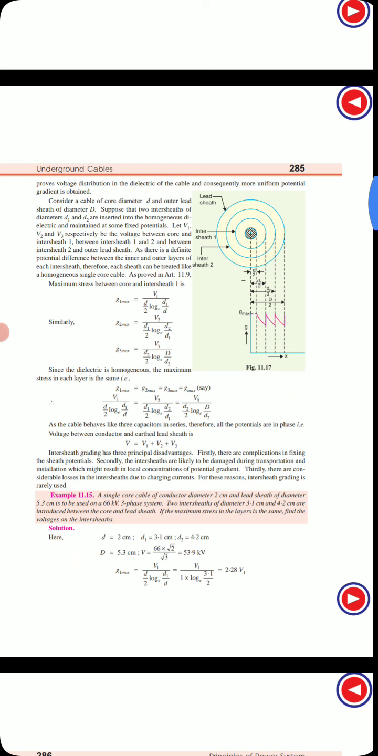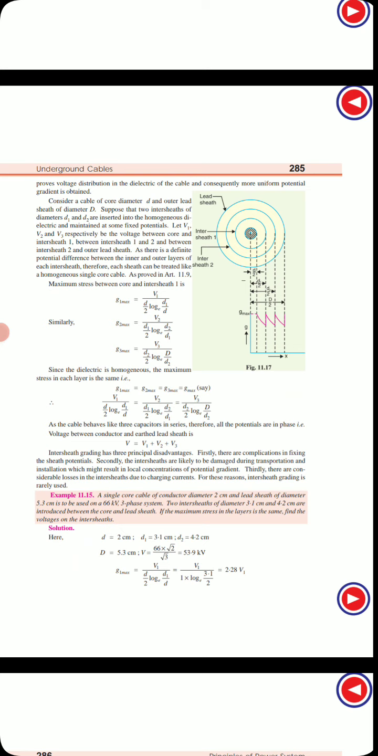We see in figure 11.17, consider a cable with a core diameter of small d and outer sheath diameter of capital D. Suppose two intersheaths of diameters small d1 and small d2 are inserted into a homogeneous dielectric and are maintained at some fixed potential. Let V1, V2, V3 be the voltages respectively between the core and intersheath 1, between intersheath 1 and 2, and between intersheath 2 and outer sheath.